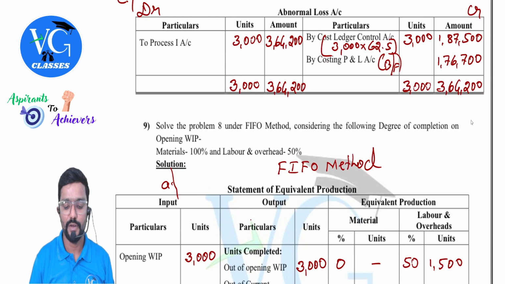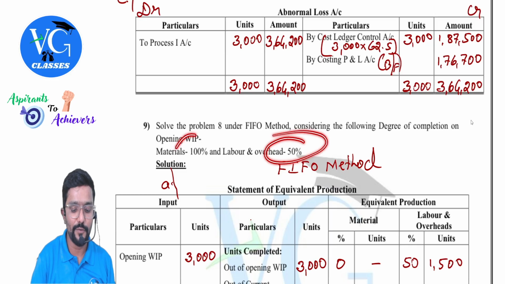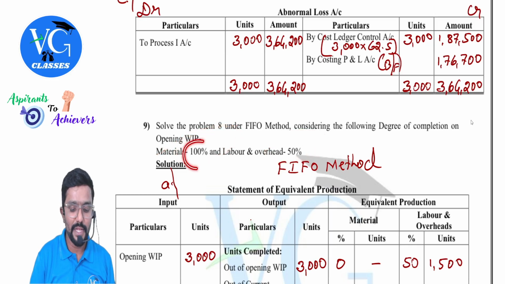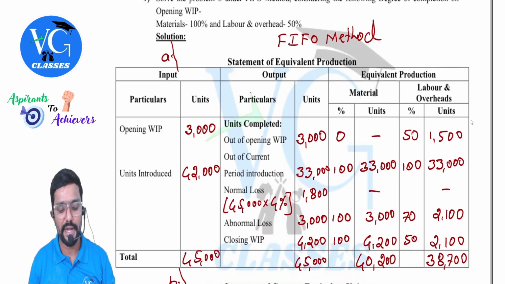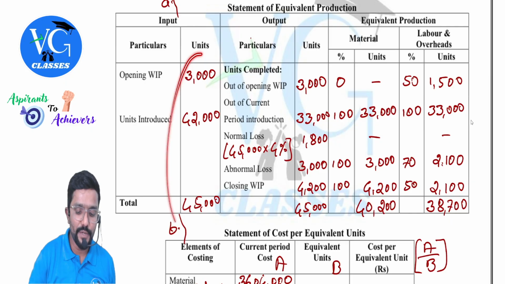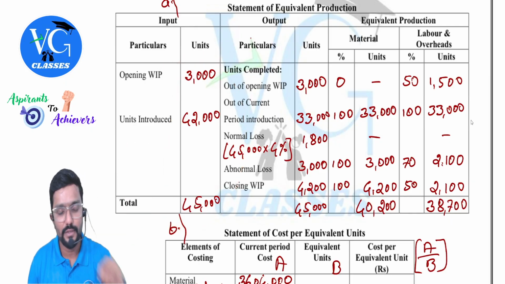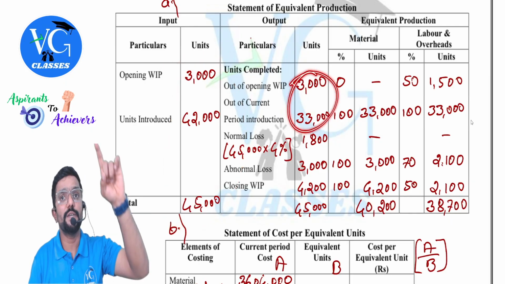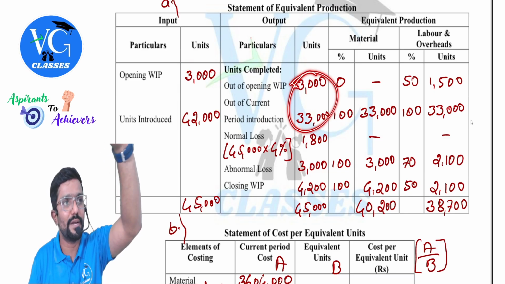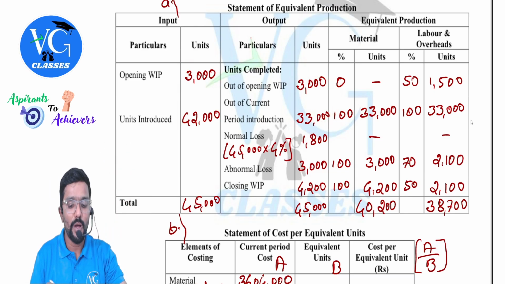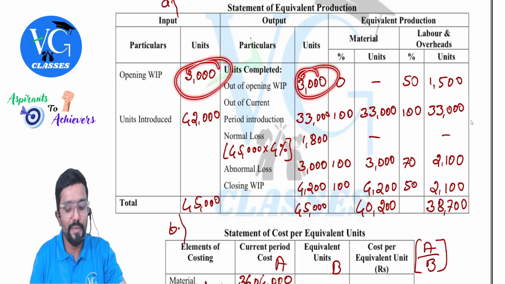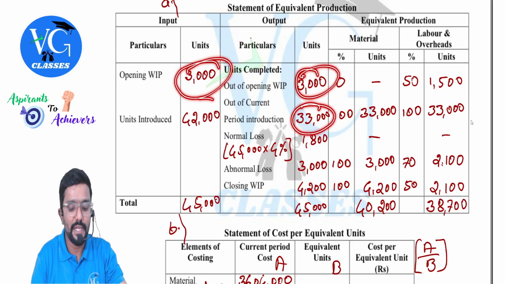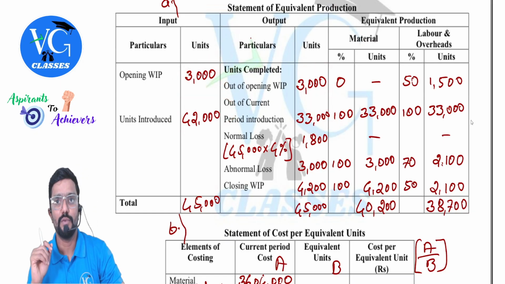Under FIFO, now they have given the degree of completion for opening WIP. Material 100% complete, labor and overhead 50% complete. Pay attention. Sir, input is the same story. Output, how much is the output? Transferred to next process 36,000. But here they give a breakup. How much is from opening WIP? 3,000. Remaining is how much, guys? 33,000 is out of current year introduction.